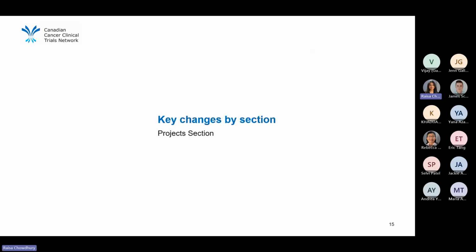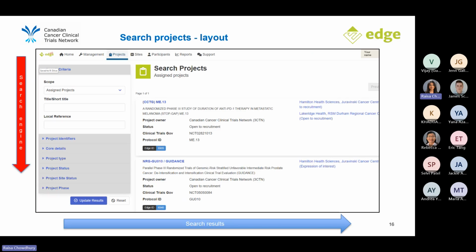To move on to the project section, similar to how it was for version 2, this is just a different layout. Before, we had our search engine at the very top, and the results followed below that, but now we have the search engine here, and any of the results are generated on your right. Just to note, within scope, we have our assigned projects, organizational projects, and now we have all projects instead of global projects.